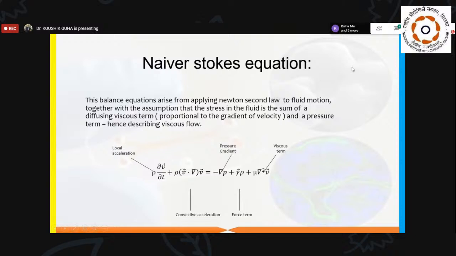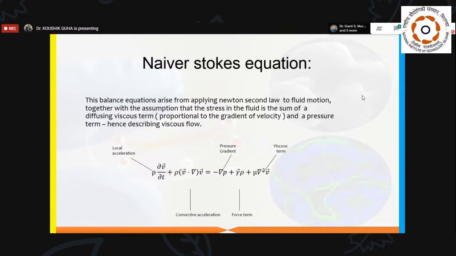This is the Navier-Stokes equation. This is also a very standard and well-established microfluidic equation, called Newton's second law for fluid motion. We have used this type of equations in our study. That's why I am showing these very well-established formulas and mathematical relations in the microfluidics domain.